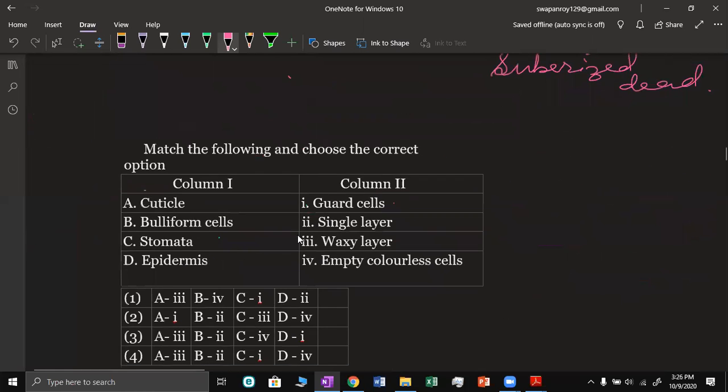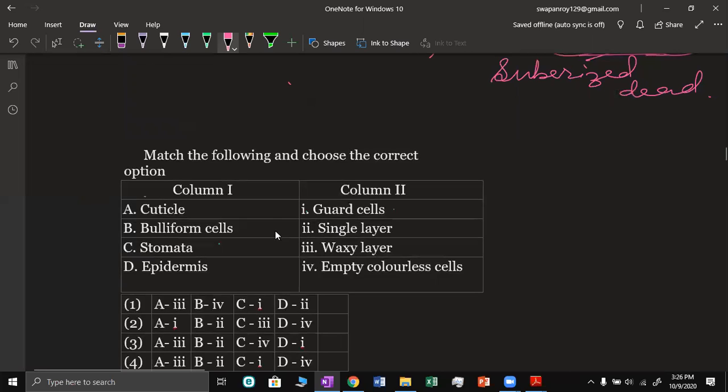Next question, again matching with column 1 and column 2. Here on this side, some of the structures are in column 1, and in column 2 their properties and some function etc. have been given. So here in column 1: cuticle, bulliform cells, stomata, epidermis. And in column 2: guard cells, single layer, vascular, empty colorless cells. So where can it match?